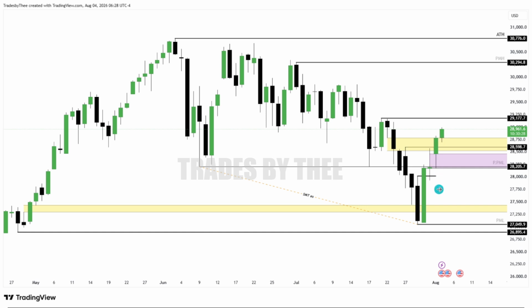So moving forward, I'm not looking to be smart. I'm not looking to fade the market or fade the overall move. What I'm looking for is to take advantage of the direction of the market so that I can be on the right side of the market.